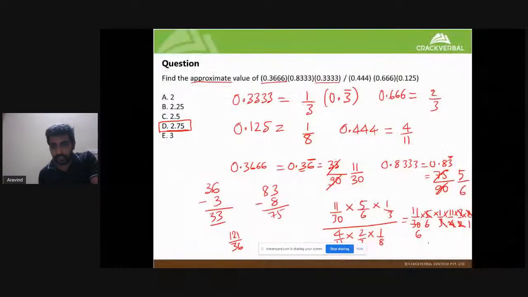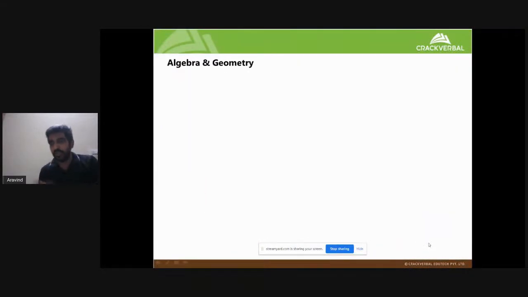So with this, let's move to the next point. How do we tackle another important aspect? So we were talking about numbers. Numbers primarily constitute arithmetic, and arithmetic is a big chunk of problem solving questions. How do we tackle the next section, algebra and geometry? And why is algebra geometry important?